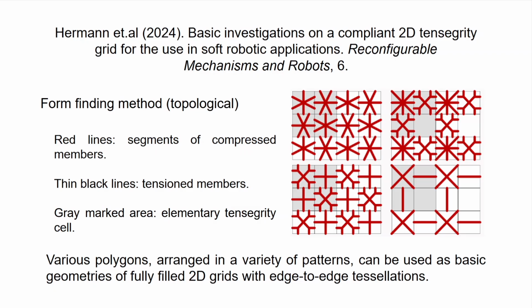So we have various polygons arranged in a variety of patterns that can be used as basic geometries or fully filled 2D grids with edge-to-edge tessellations. We have these tessellations across the grid, which means they're just different ways of configuring these red lines. And so you see that there are different strategies here. In some of them, the red compression lines kind of go up to the corners. In some cases, they kind of branch off before the corners, and they have contact with the compression or the tensioned members out on the edge.